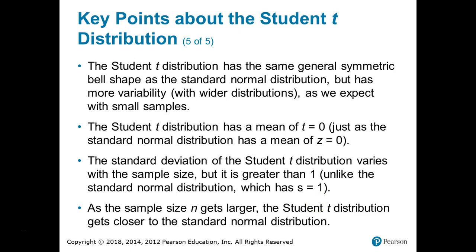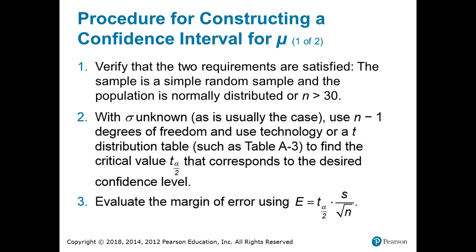The standard deviation of the student t distribution varies with the sample size, but it is greater than 1. Unlike the standard normal distribution, which you should know has s equals 1. And again, as the sample size gets larger, the student t distribution gets closer to the standard normal distribution.